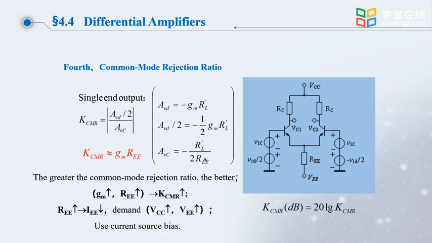However, if REE increases, the current through REE will decrease. That has high requirements on the power supply. So we will introduce the current source bias method in the following lessons. The common mode rejection ratio can also be expressed in decibel units. In decibels it is equal to 20 times the base 10 logarithm of the common mode rejection ratio.